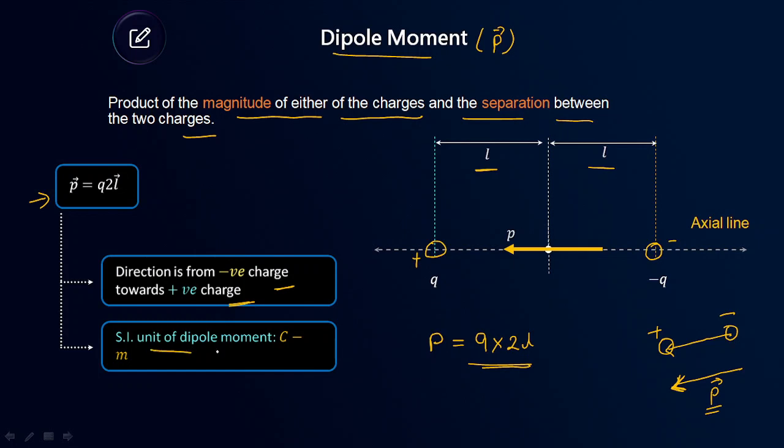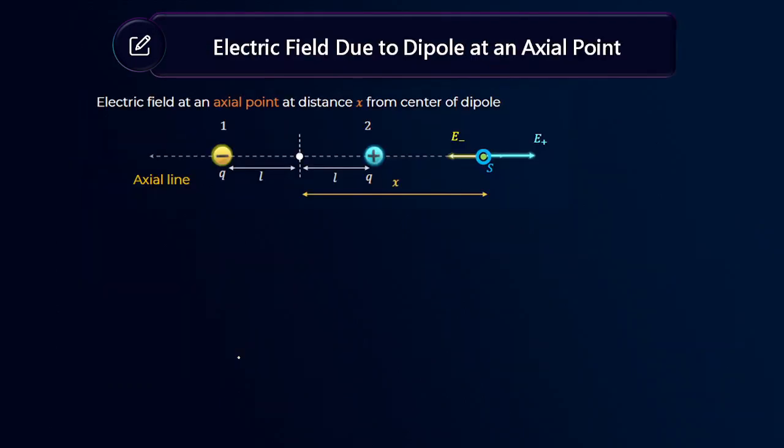Next is the SI unit of dipole moment. If I want to write the SI unit, we have p equals q into 2l. So q is in coulomb, and length is in meter, so coulomb meter. Simple, right? Now next we want to find the electric field due to a dipole at an axial point.